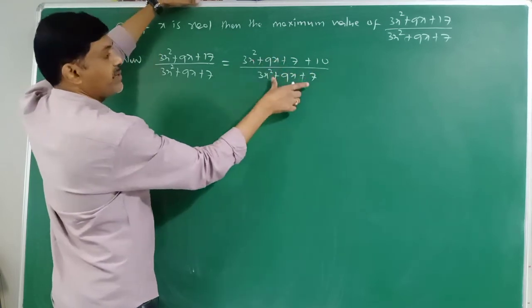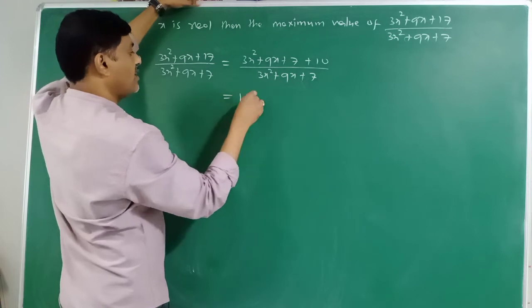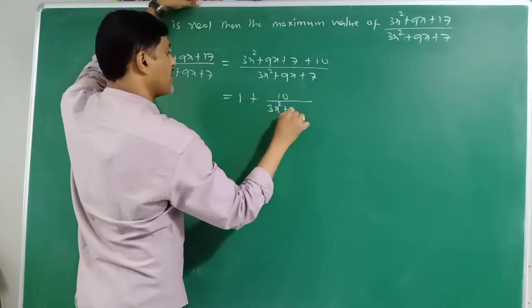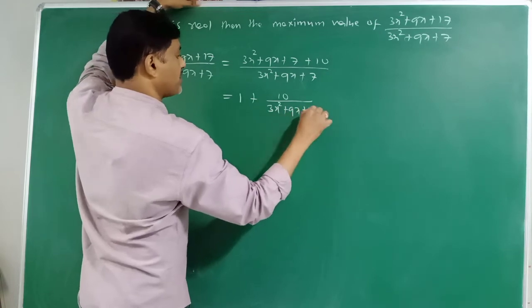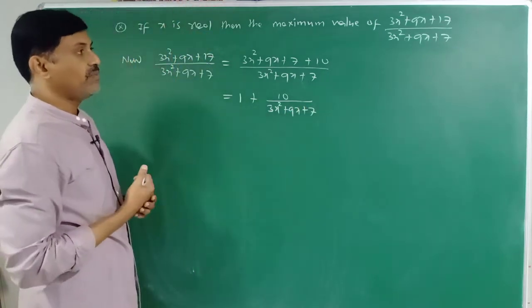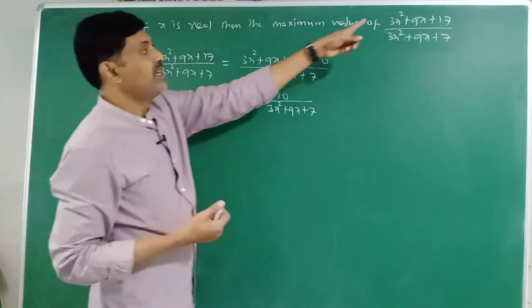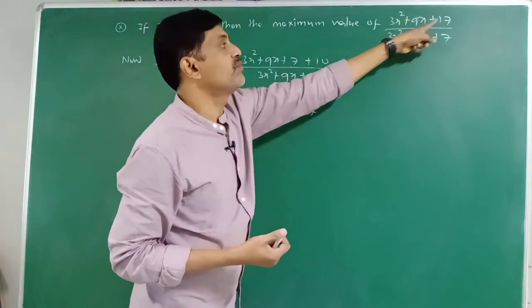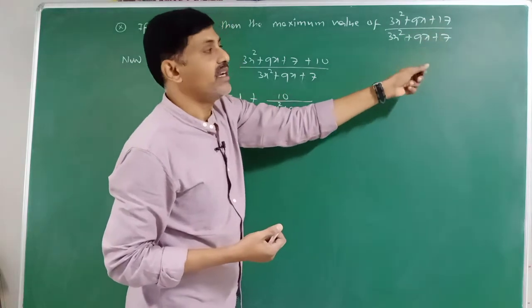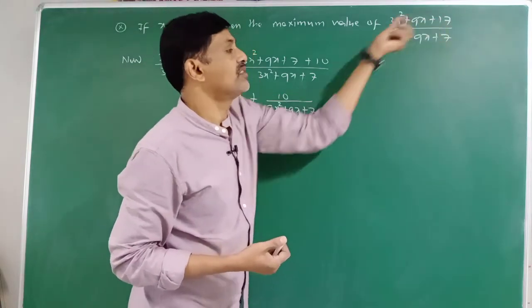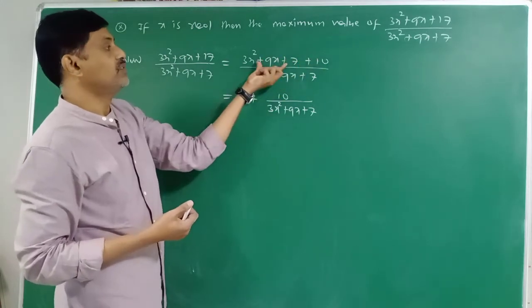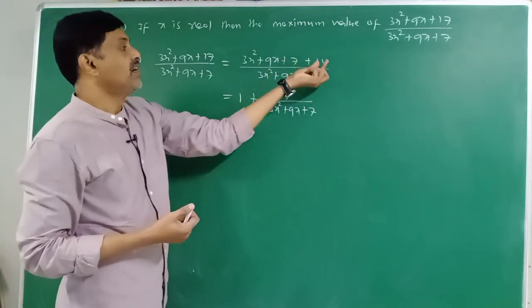Now this total by this total is, very clear, 1 plus 10 by (3x² + 9x + 7). Whenever the leading coefficient and the x coefficient are both the same and only the constant is different, whatever is in the denominator we have to construct in the numerator, that is 7 plus 10 is 17. Now this upon this is clearly 1, and 10 by this.